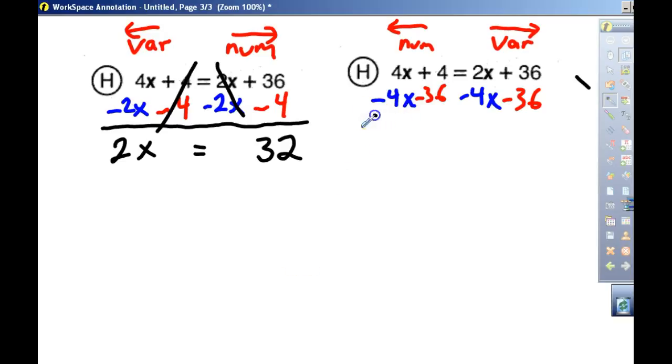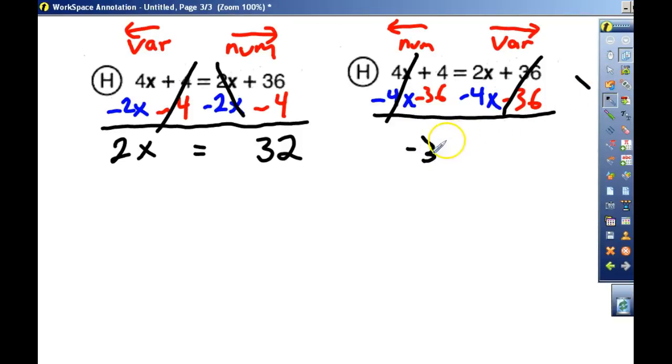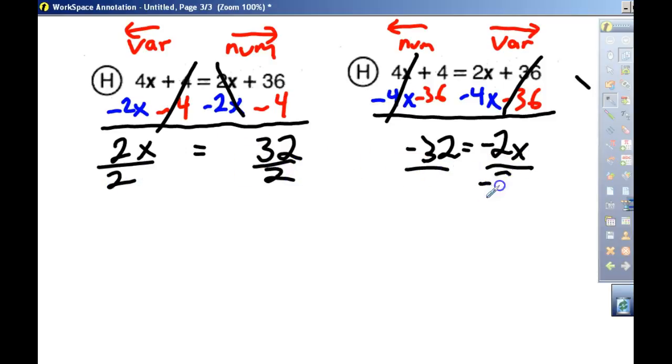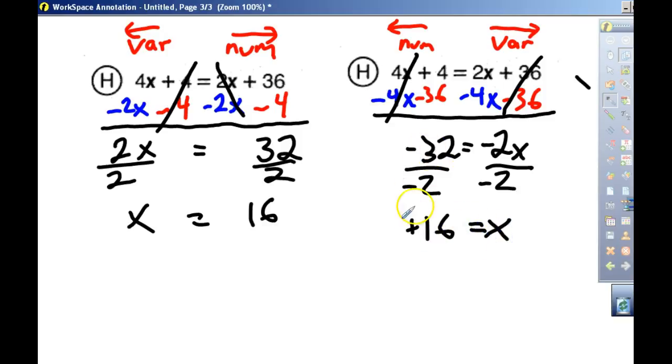Now you can see that on the right-hand side, I'll get some negatives. And that's 0, that's 0. I'll get 4 minus 36 is negative 32. And 2x minus 4x is negative 2x. They look very similar, and when you solve them, you have to solve them all by dividing by negative 2. But you notice how the answer comes out to be the same, because a negative divided by a negative is positive.